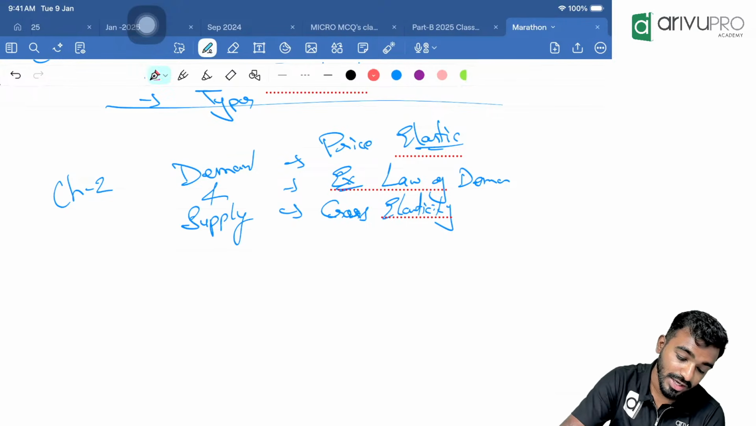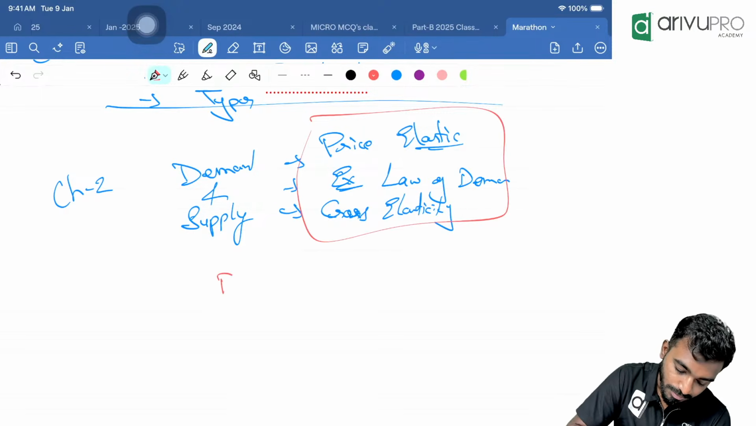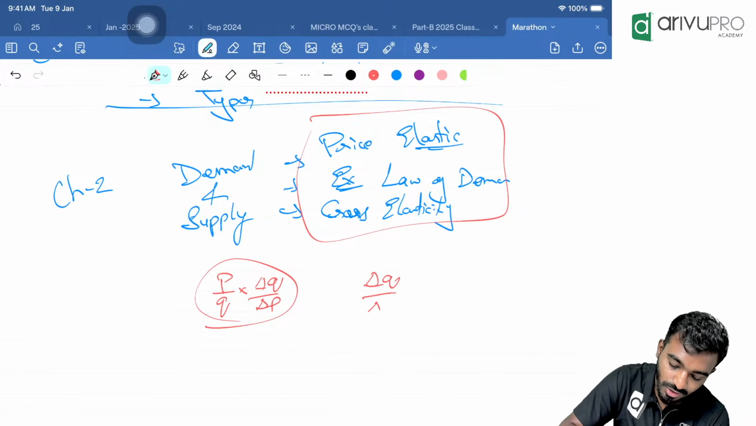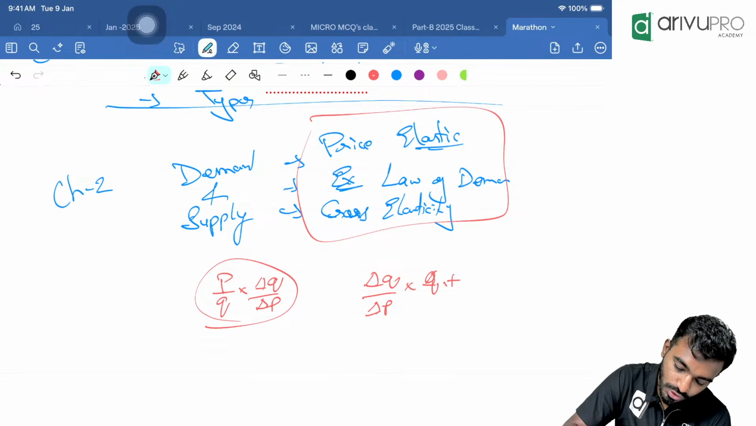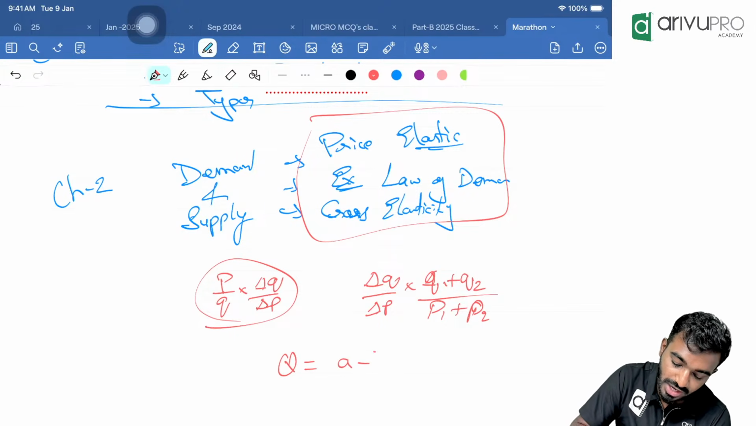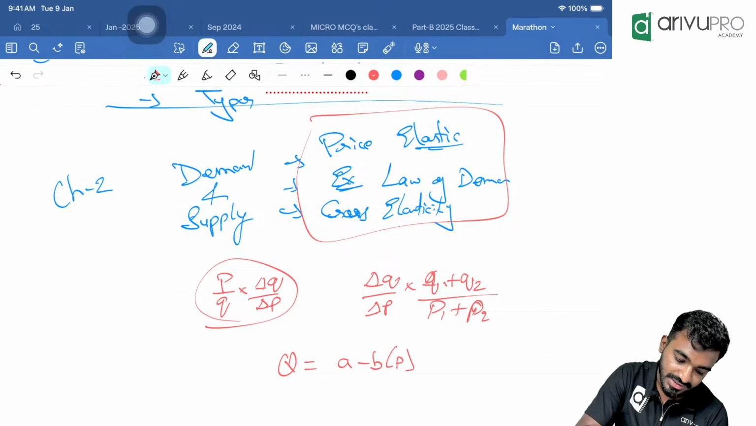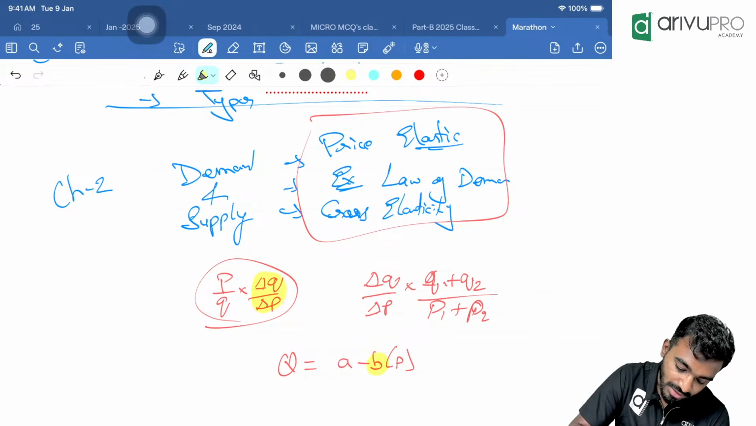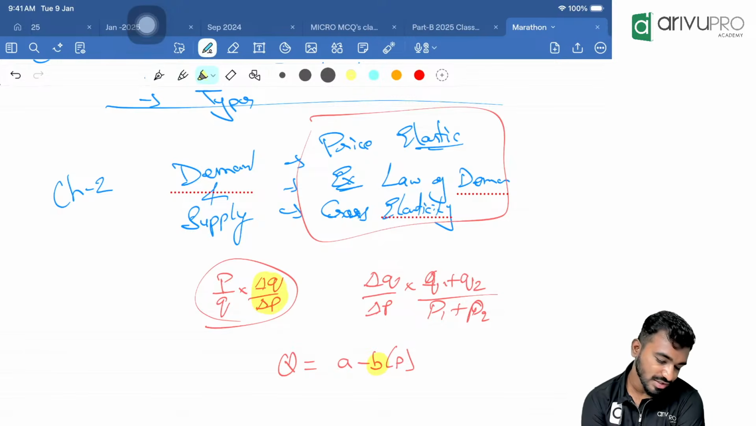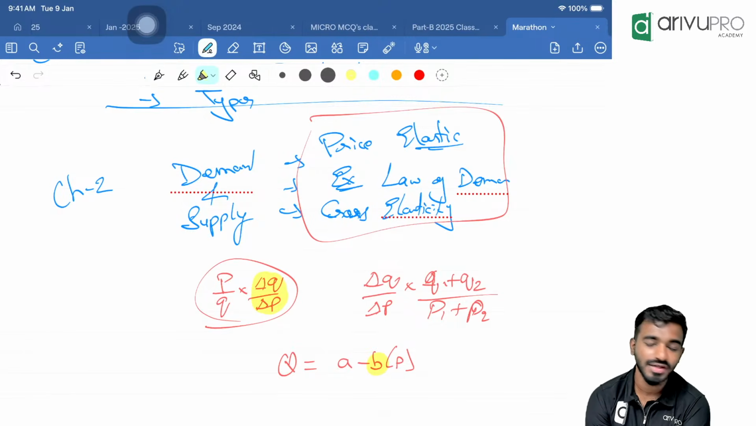And especially numerical calculations. P by Q into change in quantity by change in price. This is the formula method. Arc method is change in quantity by change in price into Q1 plus Q2 divided by P1 plus P2. And equation formula: Q equals A minus B of P. In this, the B value is nothing but change in quantity by change in price. 3 different types of numerical value. That is for sure going to come. Any one of that will be there.